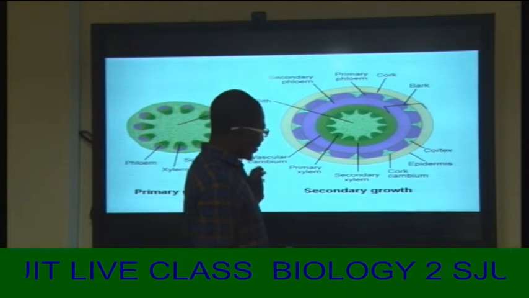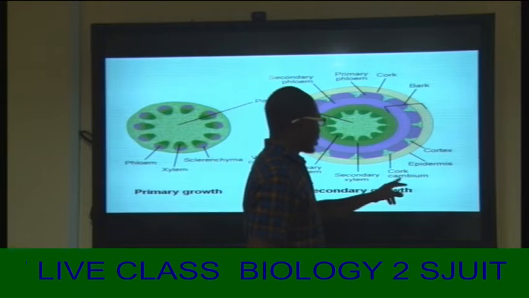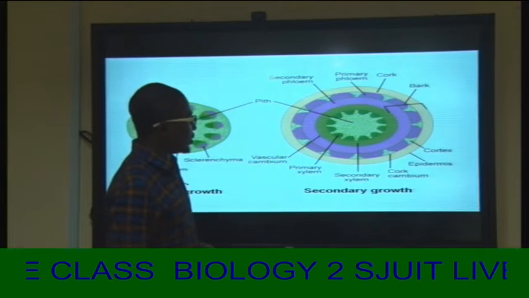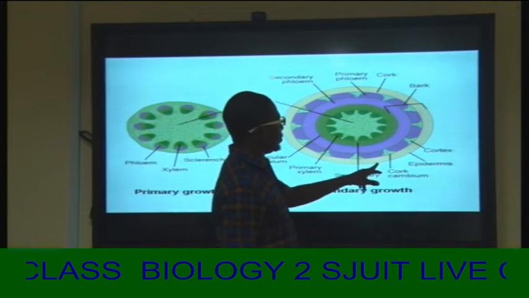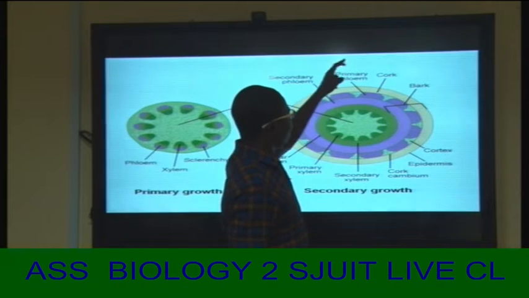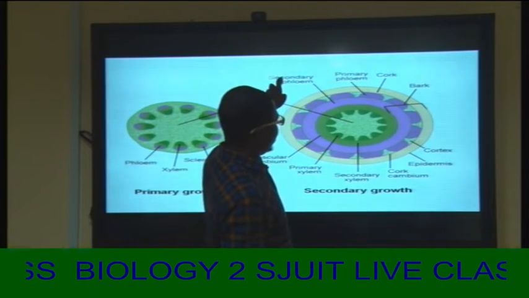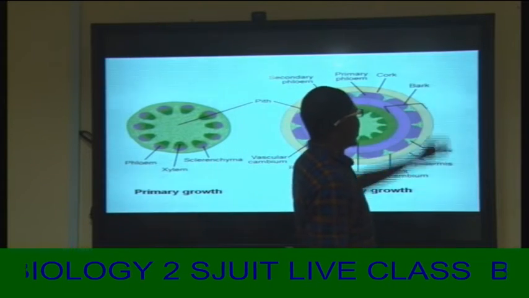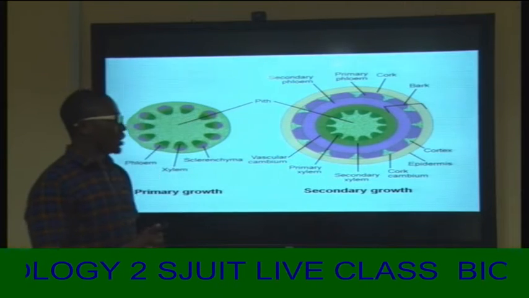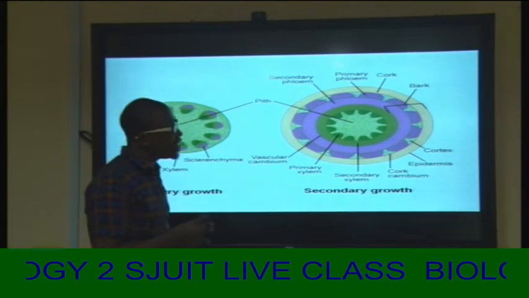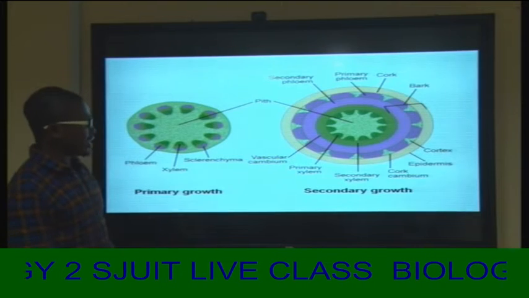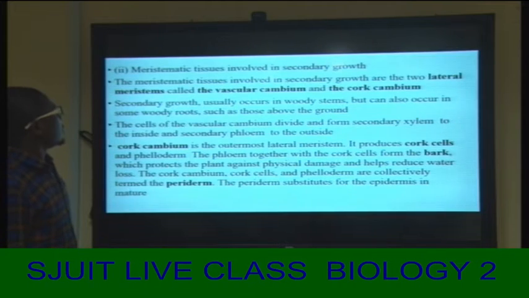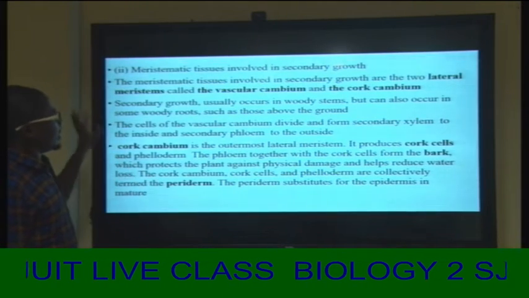But the other lateral meristem is the cork cambium, and of course the cork cambium will form the cork cells, which later on will form the cork. Okay, and the cork together with the secondary phloem will form the bark, the outermost part of the plants, particularly the stem or roots. The bark is somehow hard. Okay. So that was all about the secondary growth.